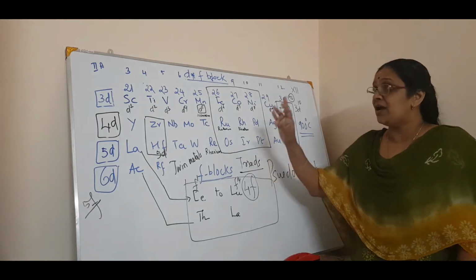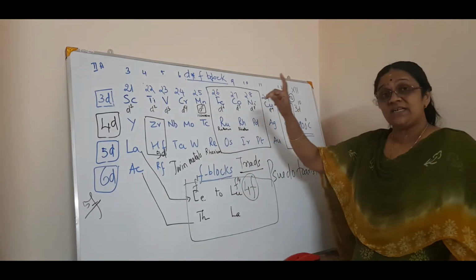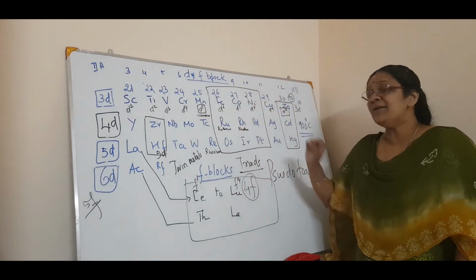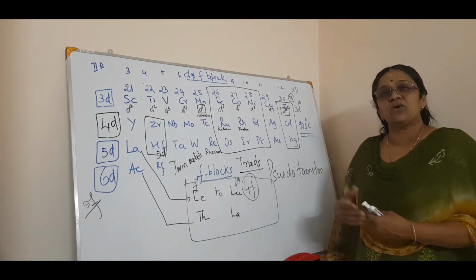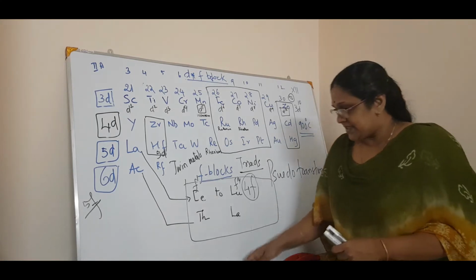So all you have to know is that it is starting from the 3rd group to the 12th group. That is, between the 3rd group and the 12th group are the d block elements. Now we will start the properties or the characteristics one by one. Okay, so let us start.